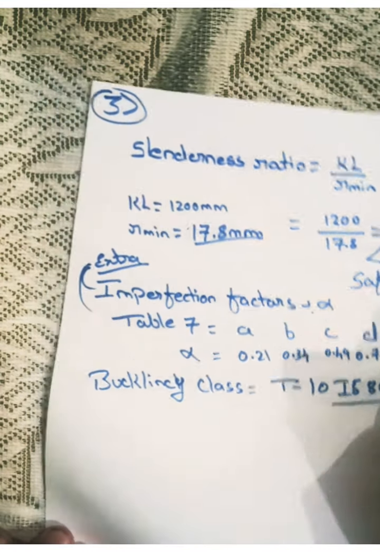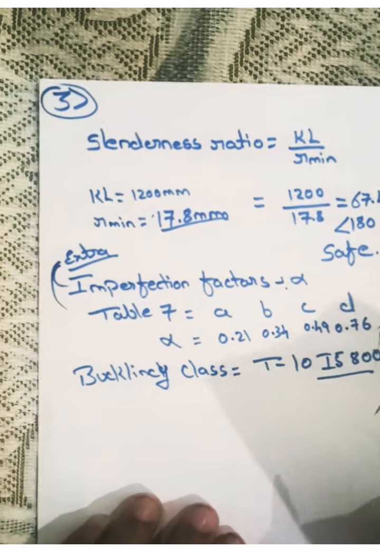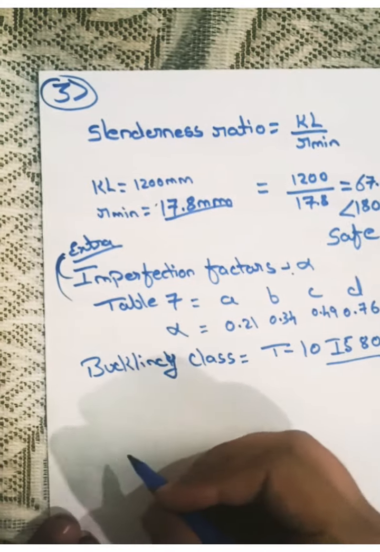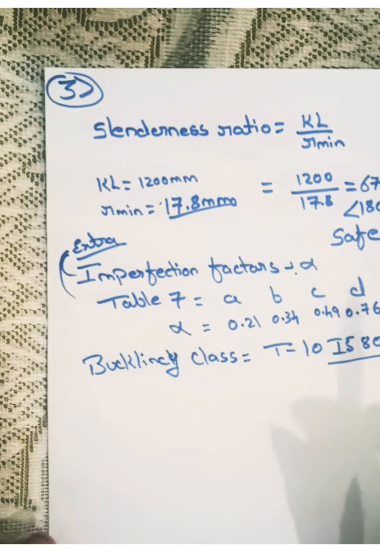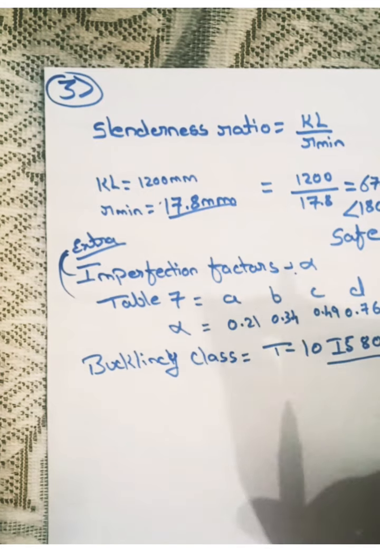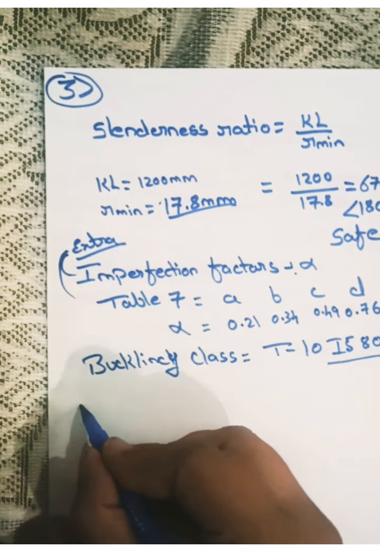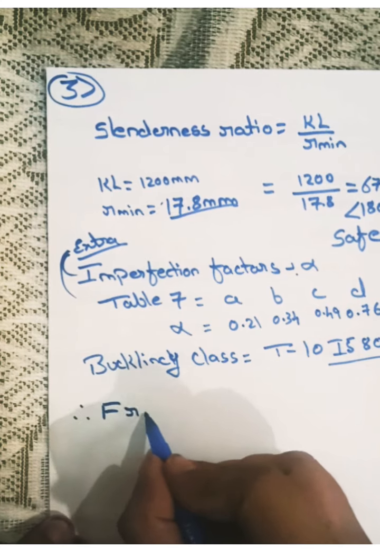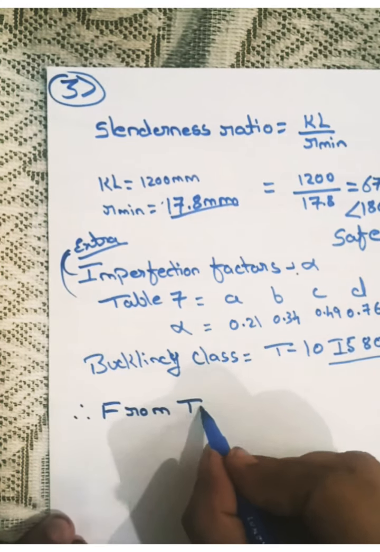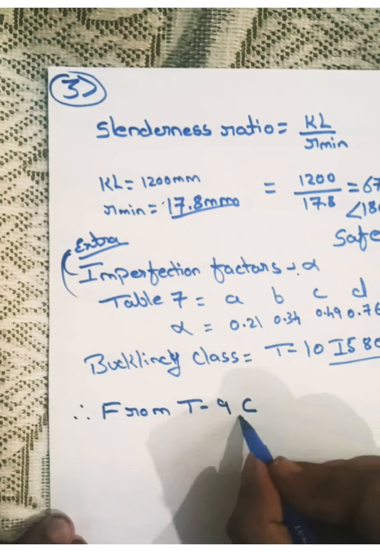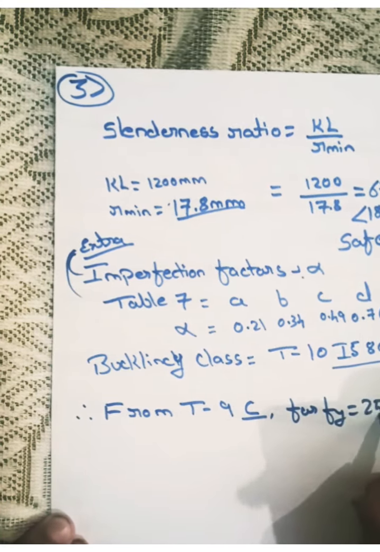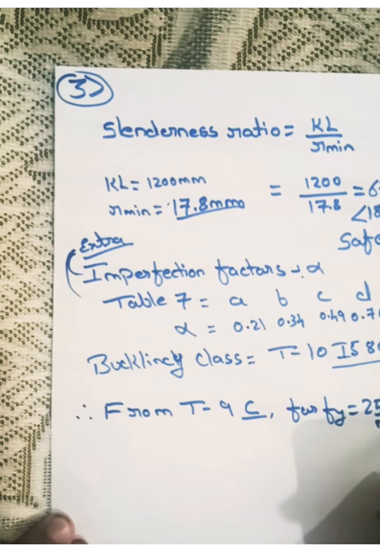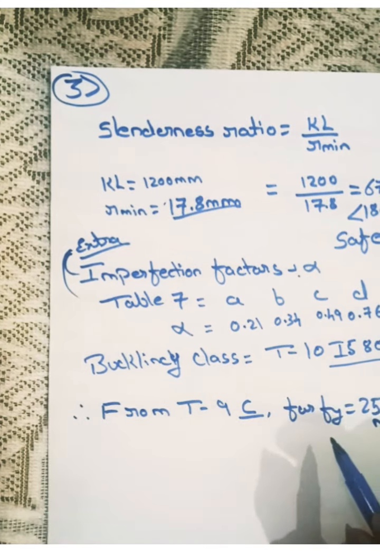Okay, so now this is extra, so you don't have to write it in the exam. Now, we need to find FCD. As it is an angle, we need to refer to table number 9C. So therefore, from table number 9C, for Fy equals 250 Newton per mm square. If they don't mention anything about the Fy value in the question, you always have to assume it as 250.